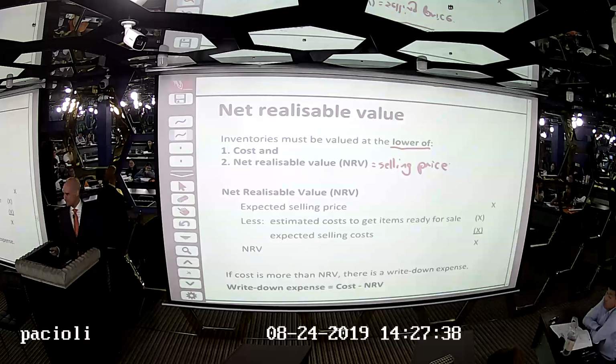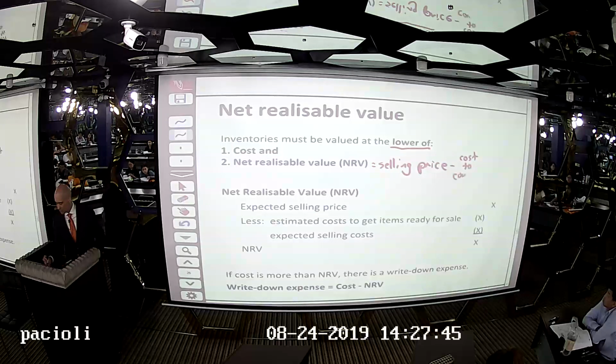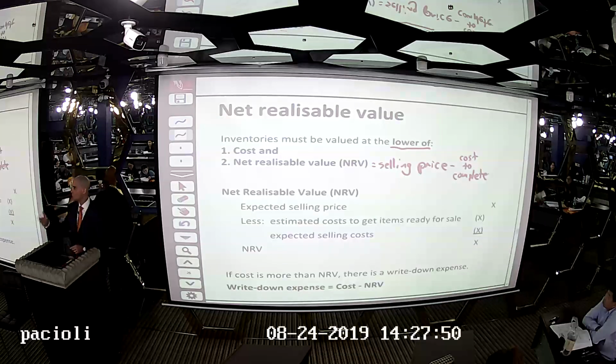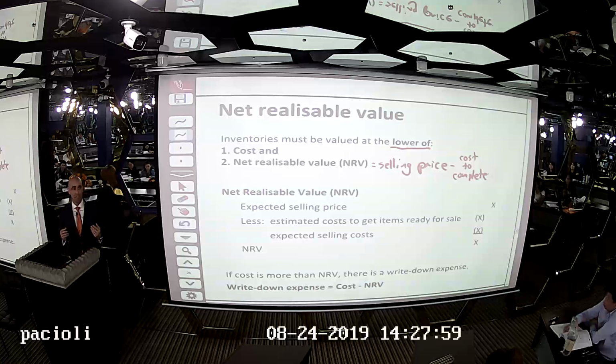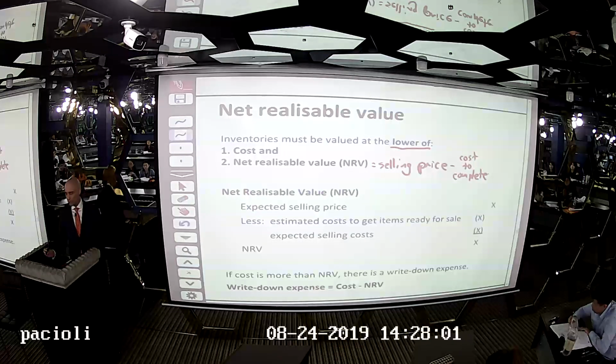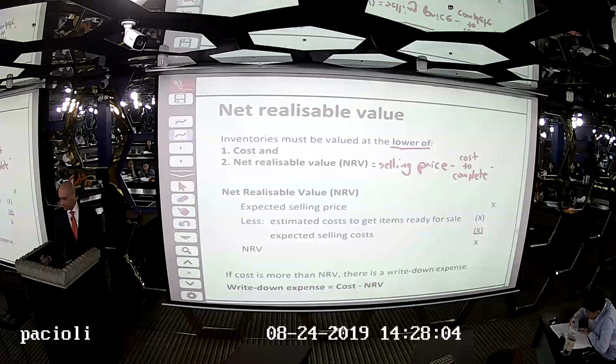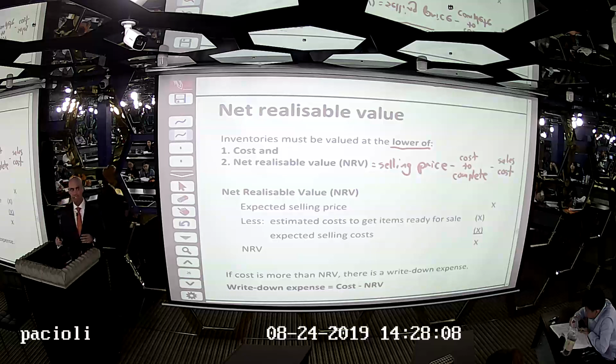So we're going to take selling price minus cost to complete. So selling price minus the cost to finish the production of the inventory. And then, if you have a commission that you have to pay to your salespeople or to agents, we minus the sales cost. Sales cost, or cost to sell, means the commission you pay to salespeople or commission that you pay to an agent.